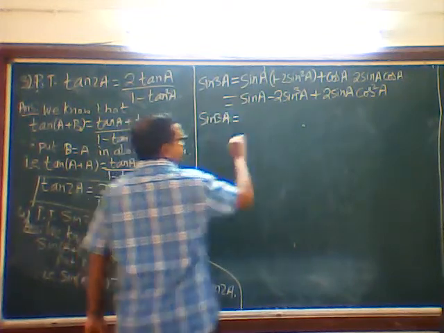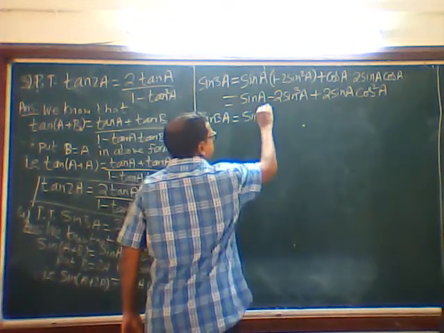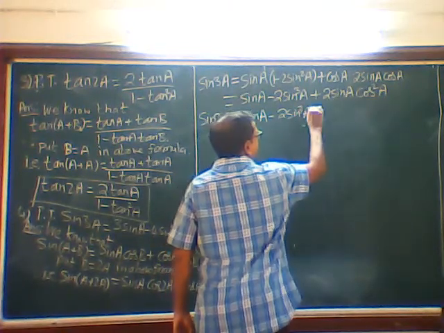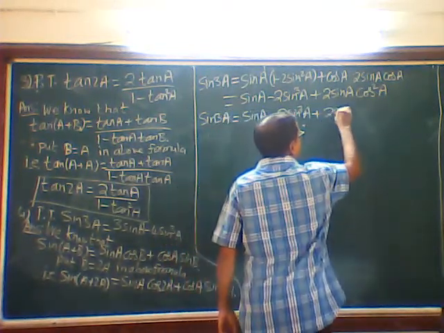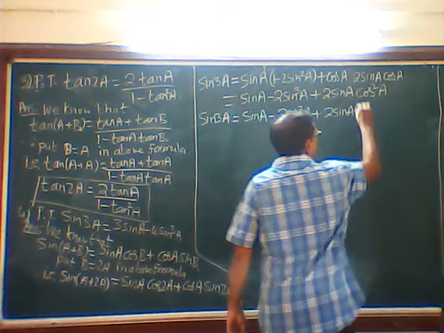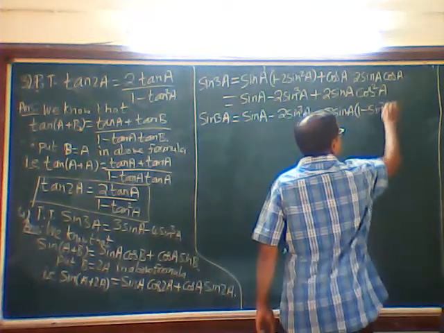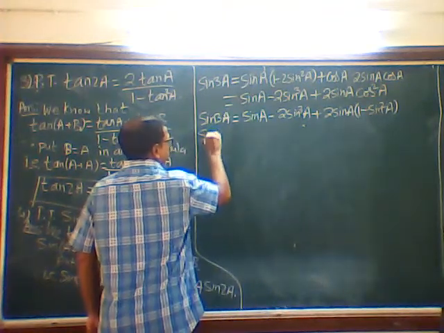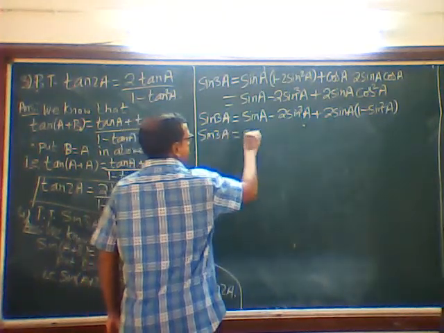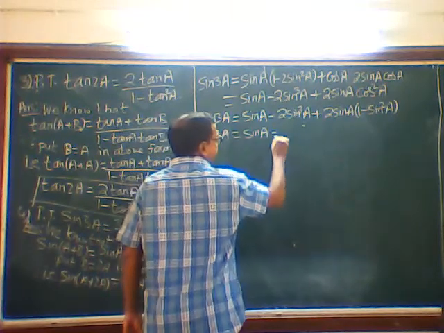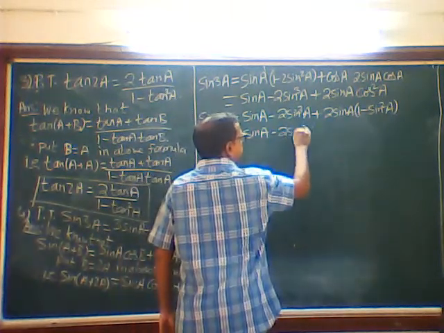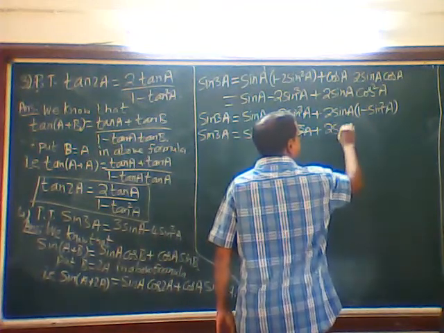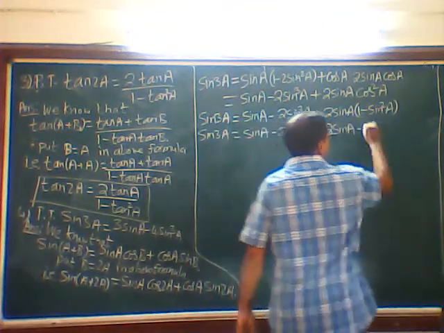Sin 3A is equal to sin A minus 2 sin cube A plus 2 sin A into 1 minus sin square A. Okay. Now next, sin 3A is sin A minus 2 sin cube A plus 2 sin A into 1 is 2 sin A minus 2 sin cube A.